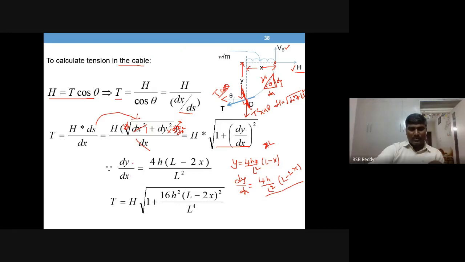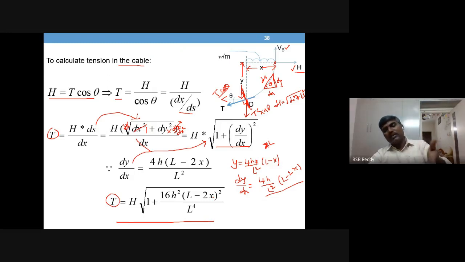Now you substitute this into this equation. This is the equation for T: h into square root of 1 plus (dy by dx) whole square, which is 16h square by L power 4 into (L minus 2x) whole square. Okay, so this is the equation for T, the tensile force at any x distance. You can substitute any x value: x is 0, x is L, like that.